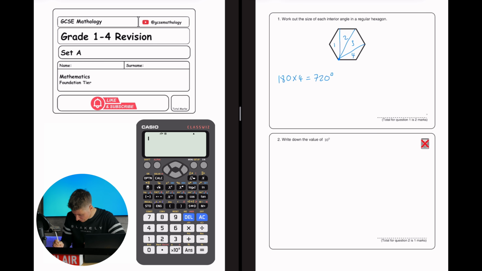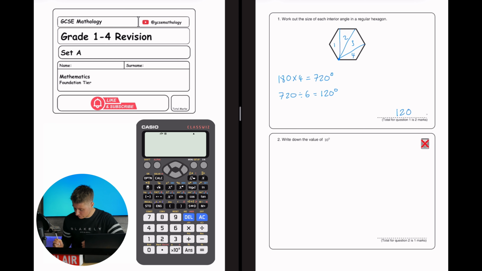So all of the interior angles in a hexagon sum to 720 degrees. So to calculate the size of each interior angle in the hexagon, we're going to divide this by the number of angles. So 720 divided by 6 is equal to 120 degrees.